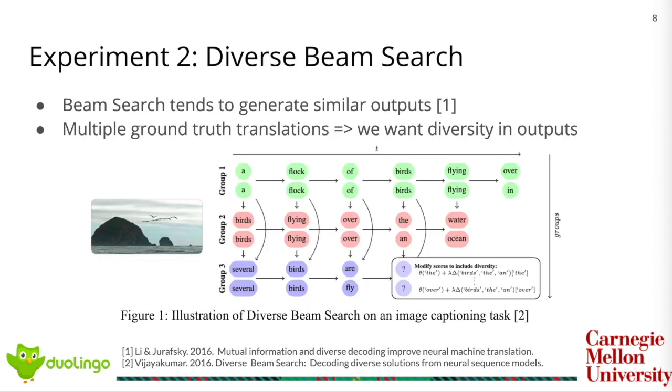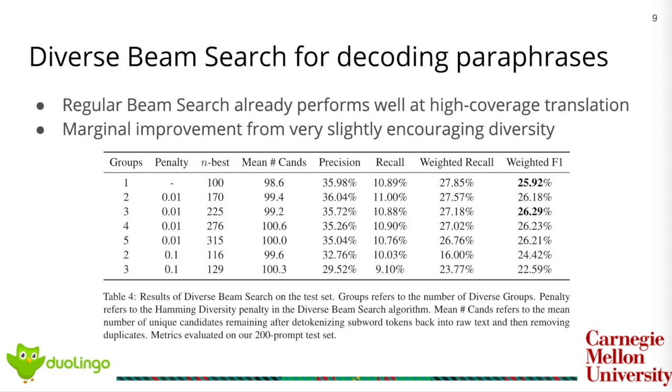Our next experiment included trying to get higher coverage in the translations by using diverse beam search. So the way diverse beam search works is it splits the beam into several groups, and each of the subsequent groups are penalized by similarity to the groups that come before it. Our results with diverse beam search indicate that using a very, very small diversity penalty and 3 groups resulted in marginal improvement over regular beam search.